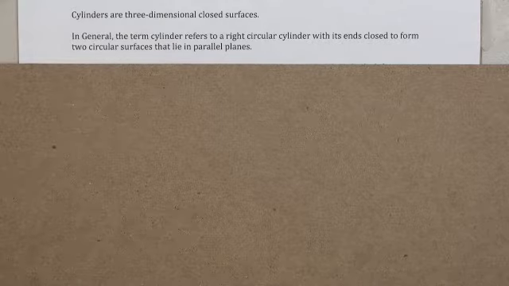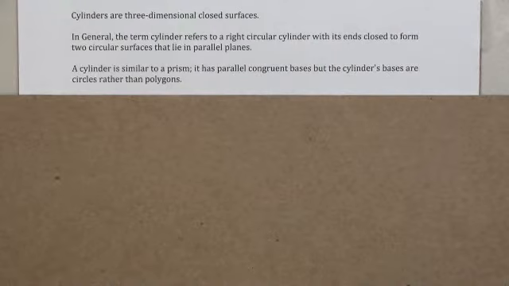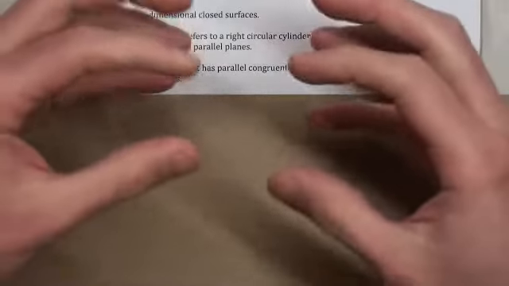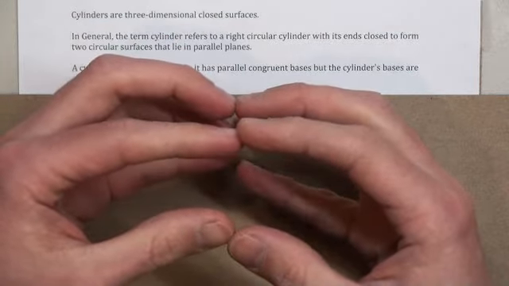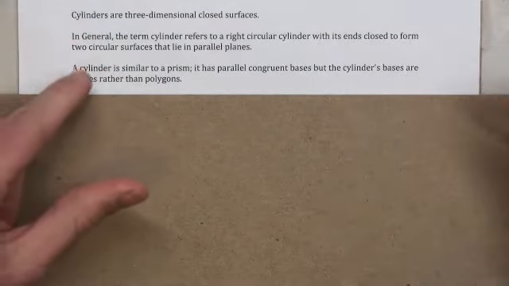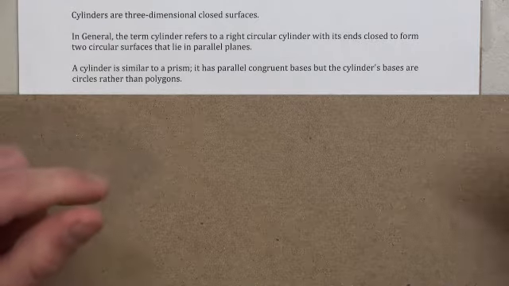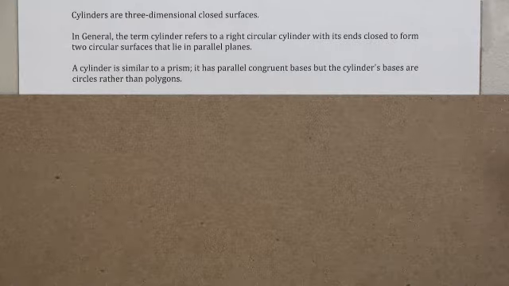Okay. Skip a line. The next part of the notes is that a cylinder is similar to a prism, right? Remember a prism, we take two things like a triangle or a rectangle or a square or a hexagon and we pull them apart so the bases are the same. Well, a cylinder is the same thing, but the bases aren't polygons, the bases are circles, right? So a cylinder is similar to a prism. It has parallel congruent bases, but the cylinder's bases are circles rather than polygons.